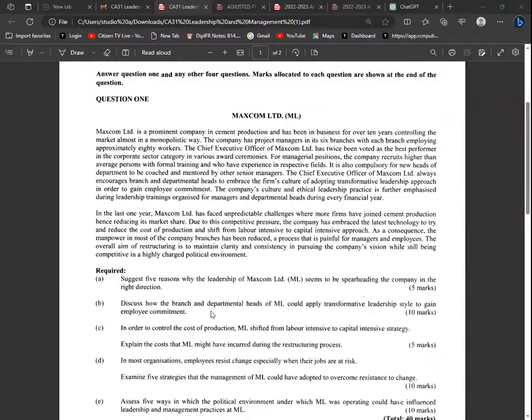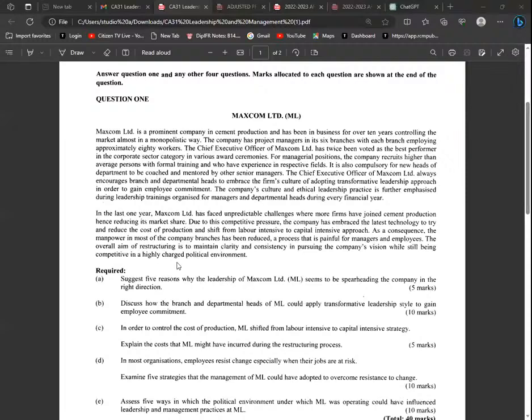Transformative. In order to control the cost of production, ML shifted from labor-intensive to capital-intensive strategy. Explain the cost that ML might have incurred during the restructuring process. When you're restructuring, you're moving from one strategy to another strategy, from one production process to a different production process. I mean, there must be restructuring. What are some of the costs that you incurred, for example, at the tail end of one of the old strategy?